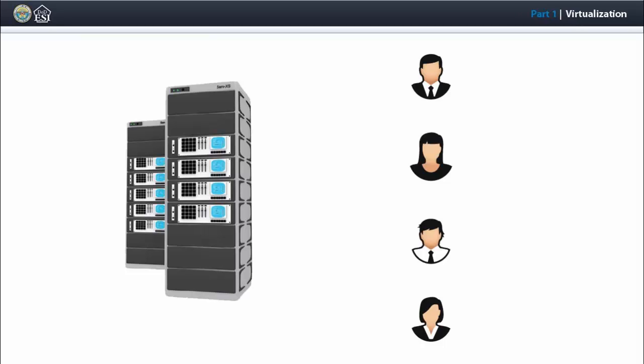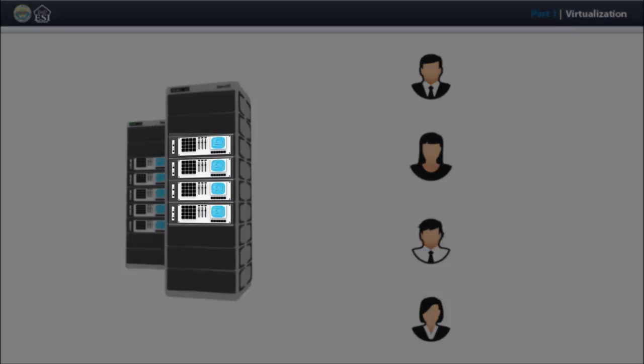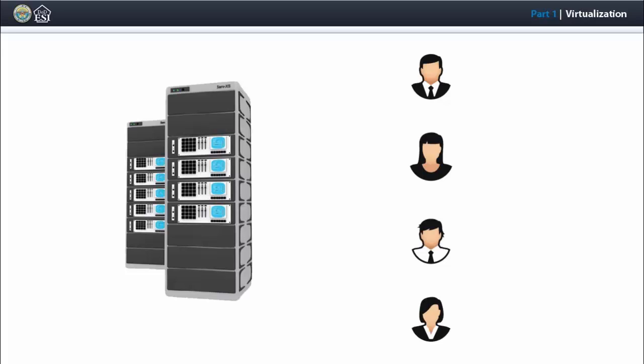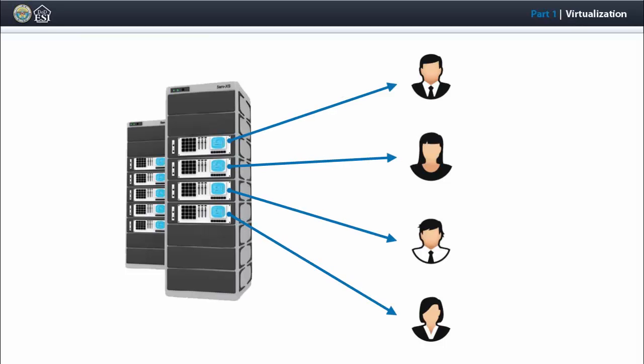Let's assume we have a server with 4 central processing units, or CPUs. We can virtualize the one physical server and make it look like 4 servers. We can then assign the physical server to 4 separate user organizations. Each organization might be allocated 1 CPU.